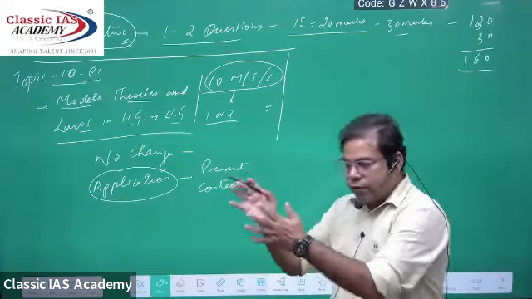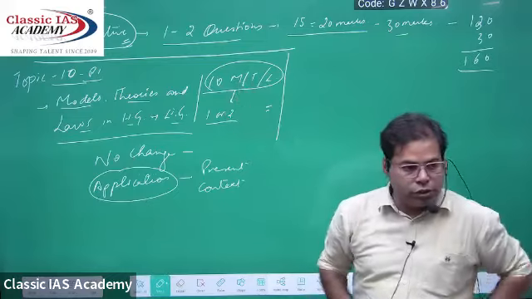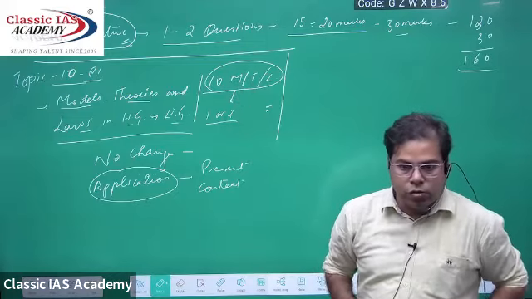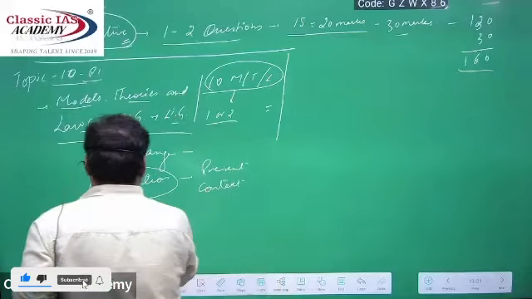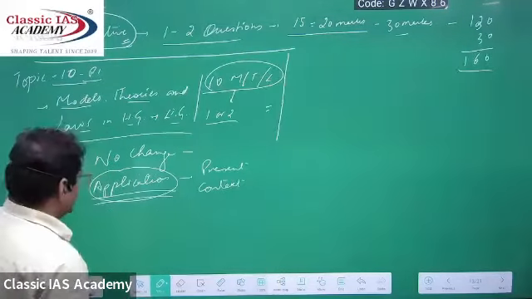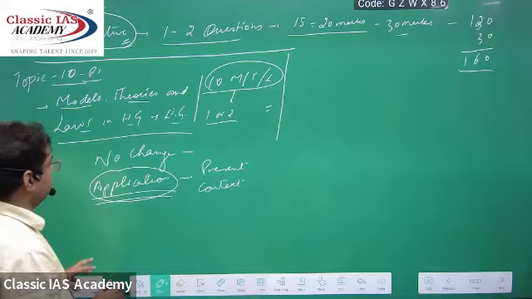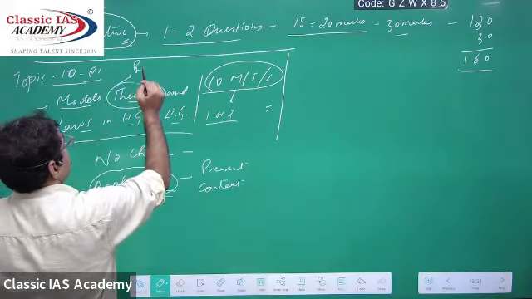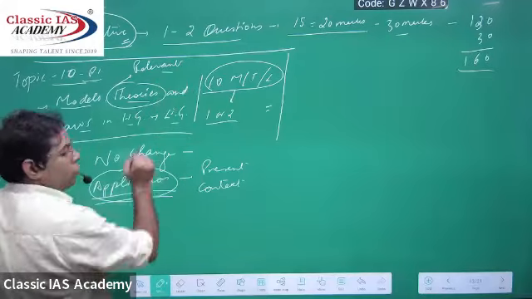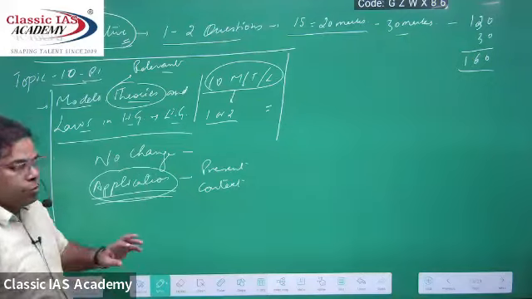Whatever is there, we have to write it as it is. It is the same as it is. Theories we cannot change, models we cannot change. But what we can change here is only the application. So we should learn the application. Application means: a certain theory is there, how is this theory relevant in the present context? That is application. So this is all there in paper 1.